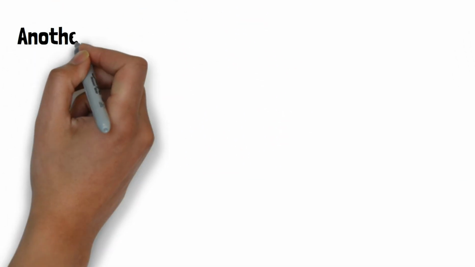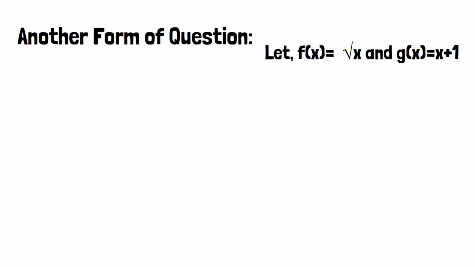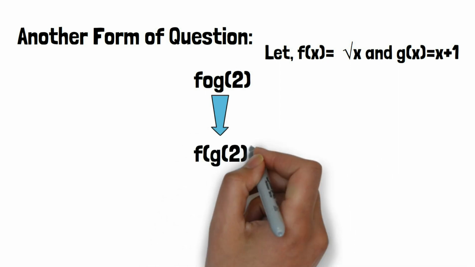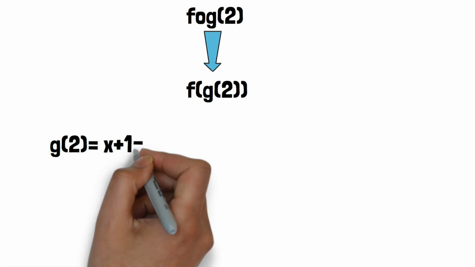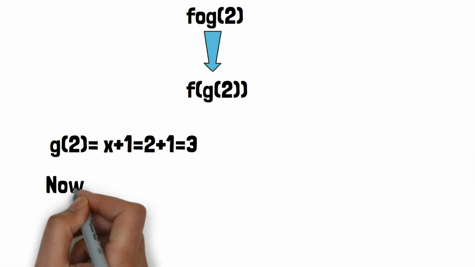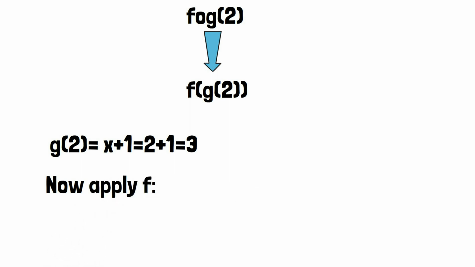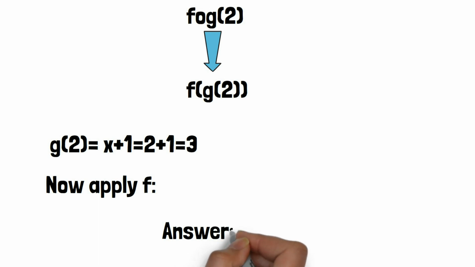Here is another form of question. This question can also come in the form f of g of 2, and it can also be written as f composed with g of 2. So simply here we have to put 2 in the function g where x appears. As we know, g of x is equal to x plus 1, so replace x with 2, so the result will be 3. Now apply f on the result of g of 2. As we know, f of x is equal to square root of x, so the answer will become square root of 3. Hope you understand this concept and it will be easier for you.